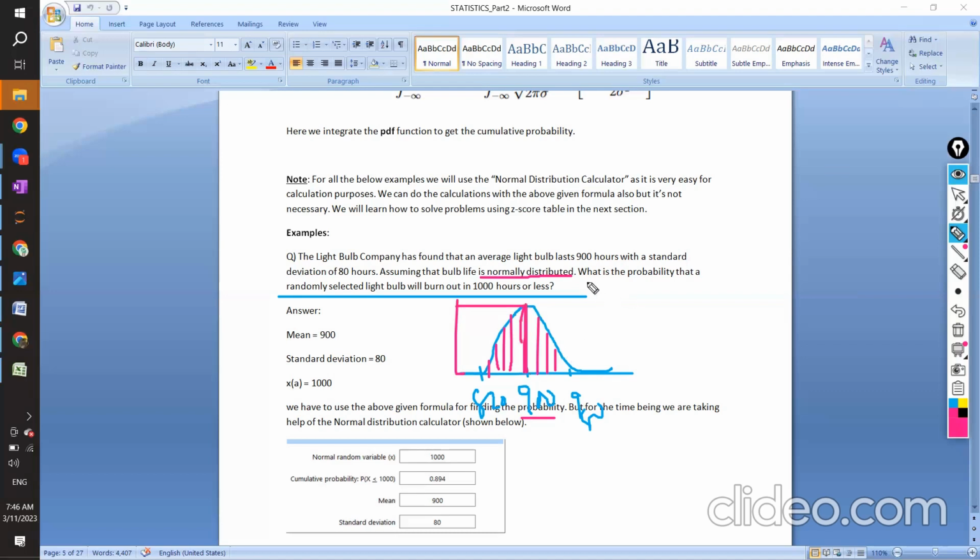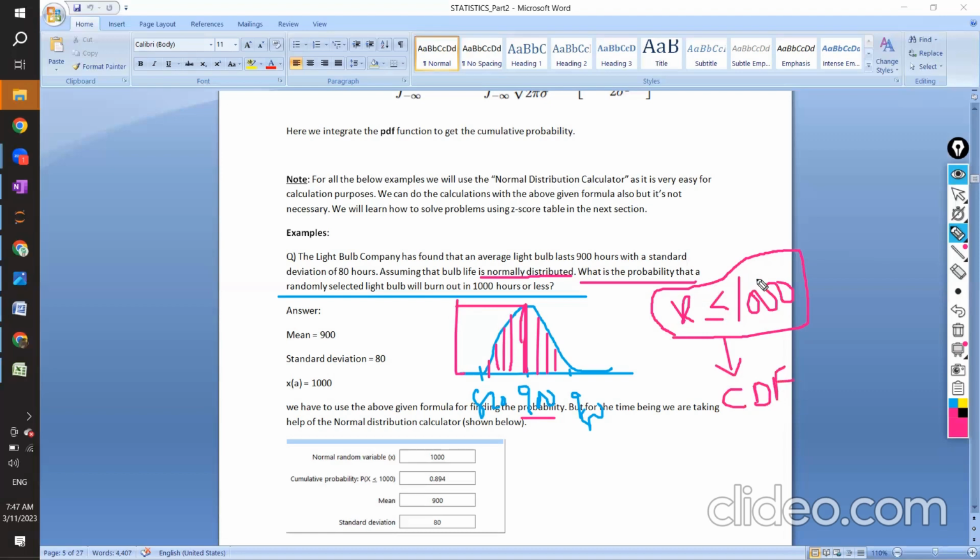Fine. So now he's asking, what is the probability that a randomly selected bulb will burn out in 1000 hours or less? Okay, I want to find out, randomly I will take how much it will burn for 1000 or less. That means x is less than or equal to 1000. When you see this less than or equal to, did something come to your mind, guys? Cumulative. Correct. This is CDF.